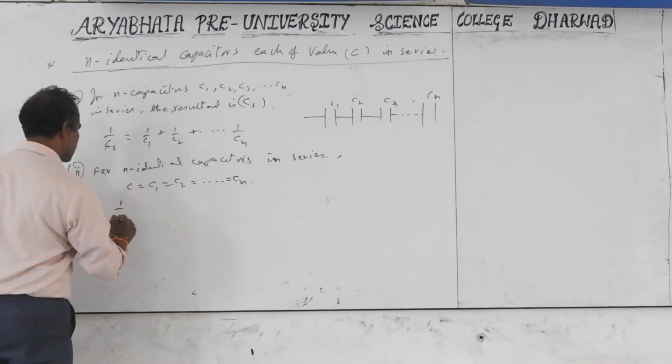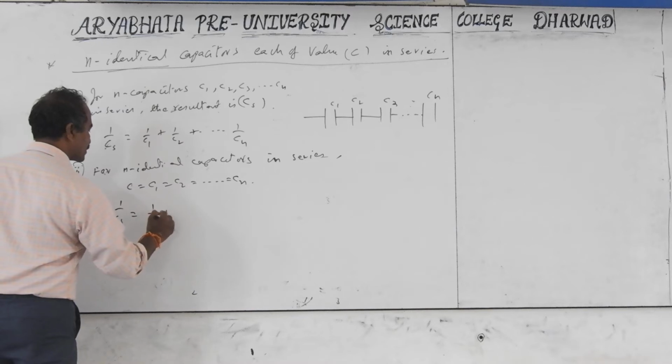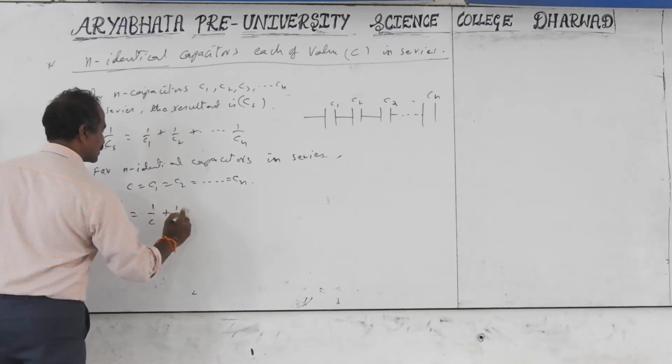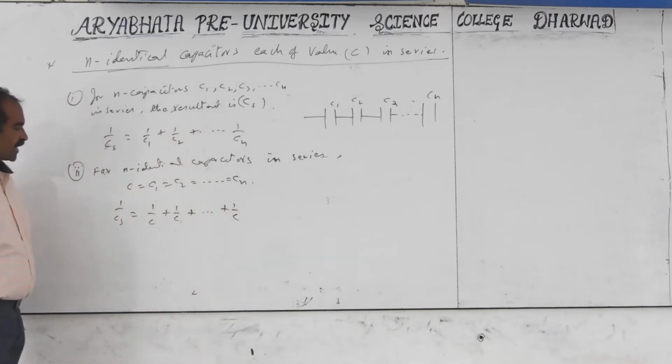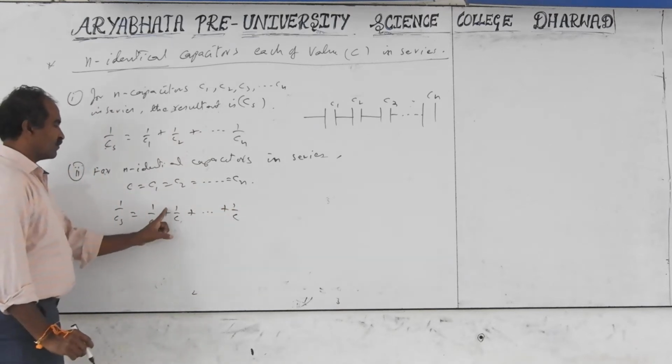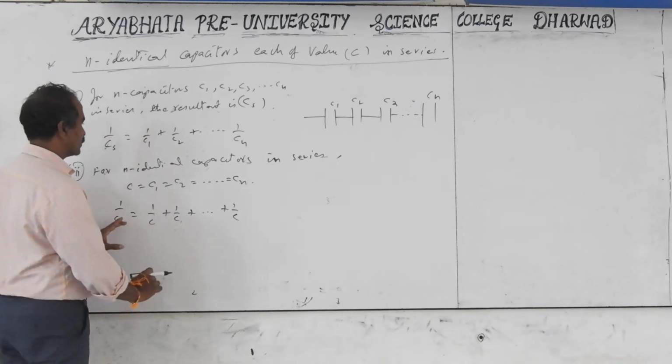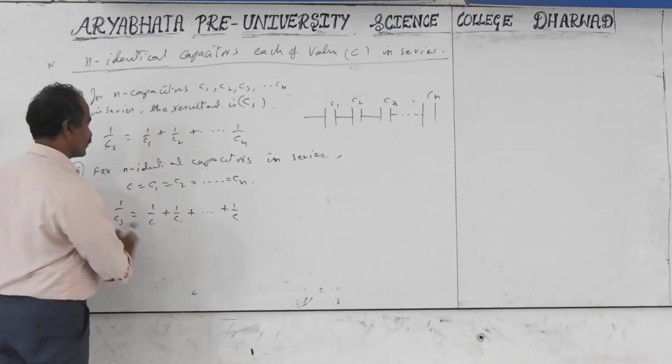1 by C series is equal to 1 by C plus 1 by C plus and so on plus 1 by C. So identical C we have taken. What happens if you take two capacitors? 1 by C plus 1 by C.